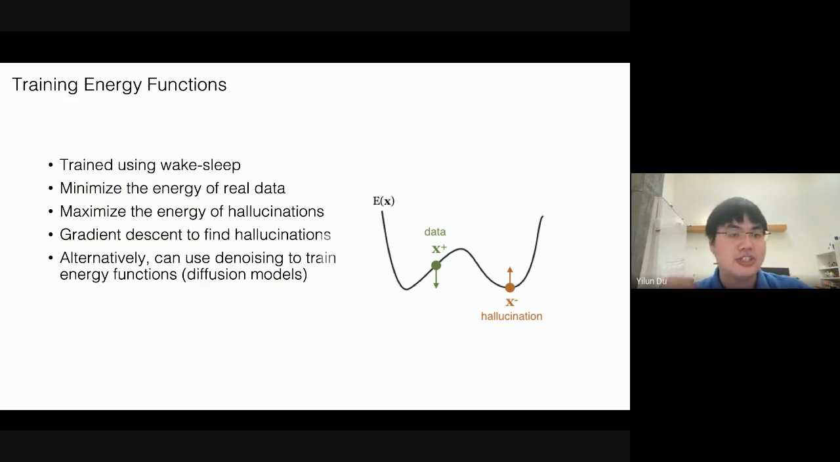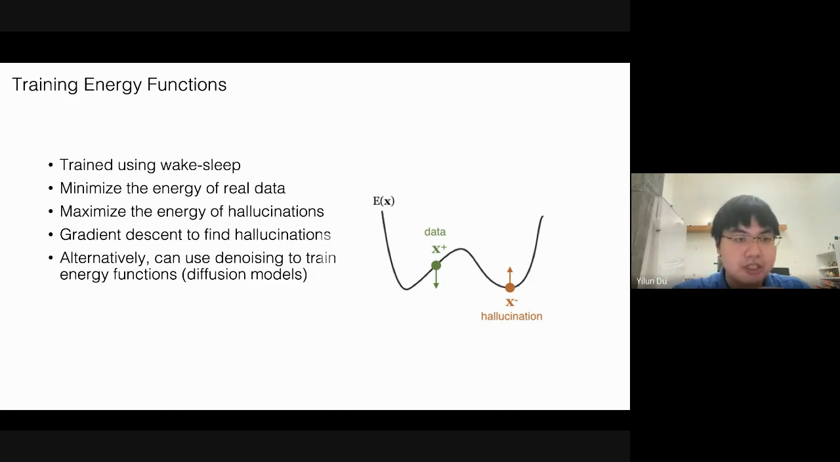So how do you train these energy functions? The way that you typically train them is some type of wake-sleep. What you do is you try to minimize the energy of real data, and you try to maximize the energy of hallucinations. To find these hallucinations, you run some type of gradient descent procedure. Essentially, at the beginning, your energy function will be mostly uniform, so both real data and fake images have high energy. Then over the course of training, you gradually decrease the energy of real data while increasing the energy of hallucinations.